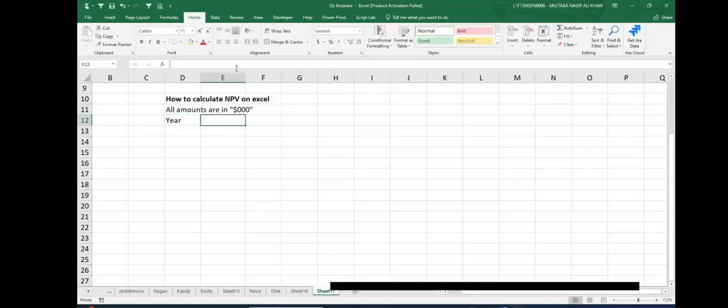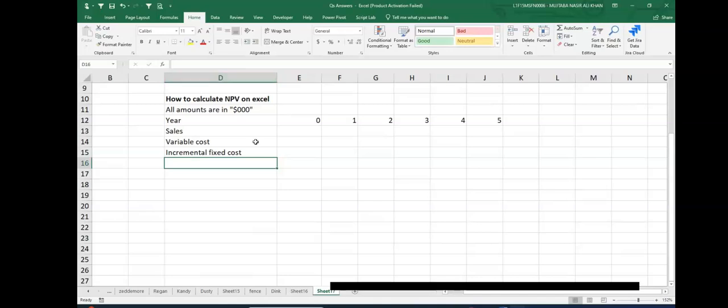Then you will write the years: 0, 1, 2, 3, 4, 5. First of all, you will calculate the sales. Variable cost. Incremental fixed cost. Okay, this cell can be a bigger cell. Then profit.